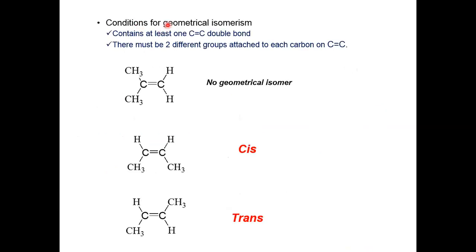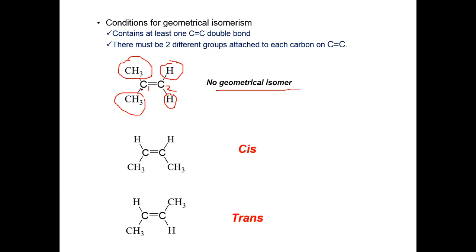Okay, conditions for geometrical isomerism: it contains at least one double bond, C=C. There must be two different groups attached to each carbon of the C=C. So for example this one. You have a double bond here. Okay, the first condition is fulfilled. But for the second one, you have to have two different groups attached. Look at this: the first carbon and the second carbon. The first carbon has both methyl groups on the same side. For the second carbon, hydrogen on the same side. So it cannot make a geometrical isomer.